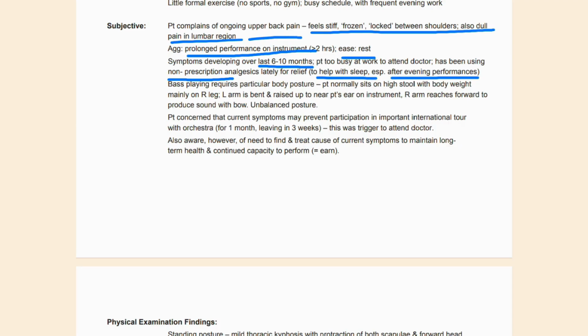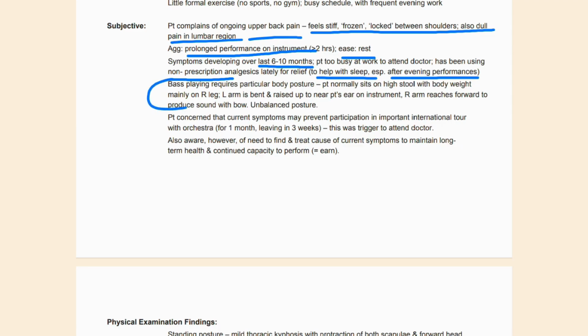Bar playing requires a particular body posture, that is, the patient normally sits on a high stool with the body weight mainly on the right leg, the left arm is bent and raised up to near the patient's ear on the instrument, and the right arm reaches forward to produce sound with the bow in a balanced posture.